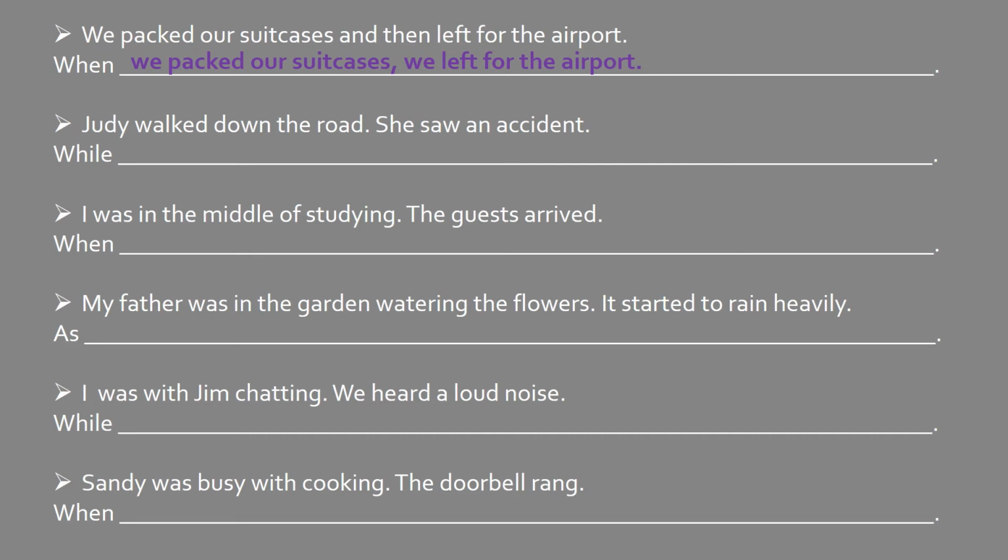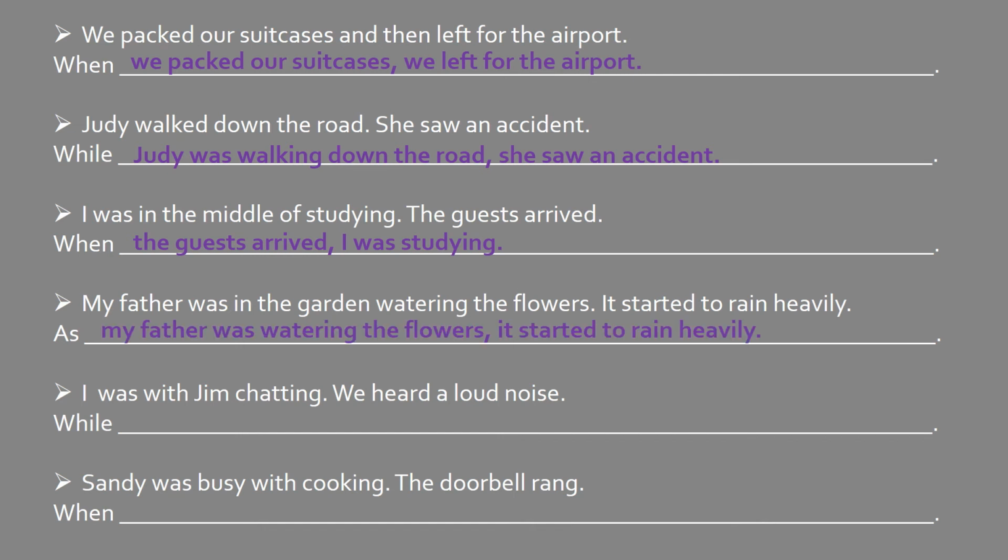Two actions coming together, one after another. Judy walked down the road. She saw an accident. So while Judy was walking down the road, she saw an accident. I was in the middle of studying. The guests arrived. So when the guests arrived, I was studying. My father was in the garden watering the flowers. It started to rain heavily. So as my father was watering the flowers, it started to rain heavily.